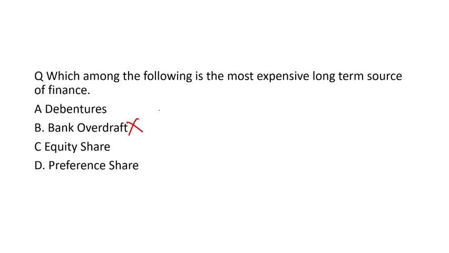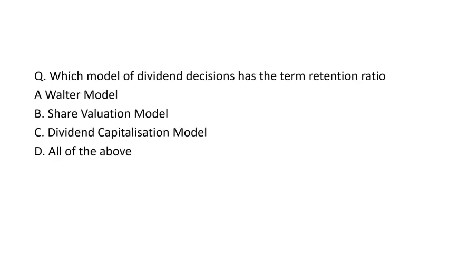So basically equity shares are the most expensive source of finance. Why? Because the cost of equity is very high and equity share involves higher risk as compared to preference share. In case of equity shares, dividends are not given consistently, but in case of preference share, dividends are given consistently at a certain pre-decided rate. So option number C, equity share, is the right answer. Let's move to the next question.